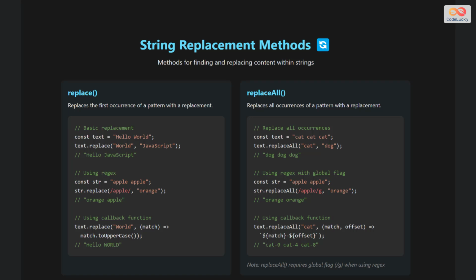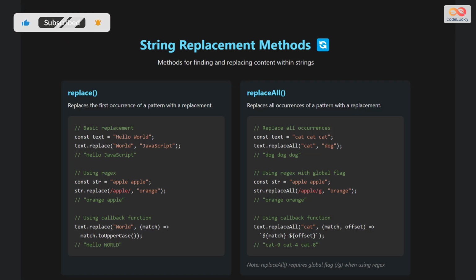Next, we have the string replacement methods, which are used to find and replace content within strings. The replace method replaces the first occurrence of a pattern with a specified replacement. It can use a simple string or a regular expression as a pattern.